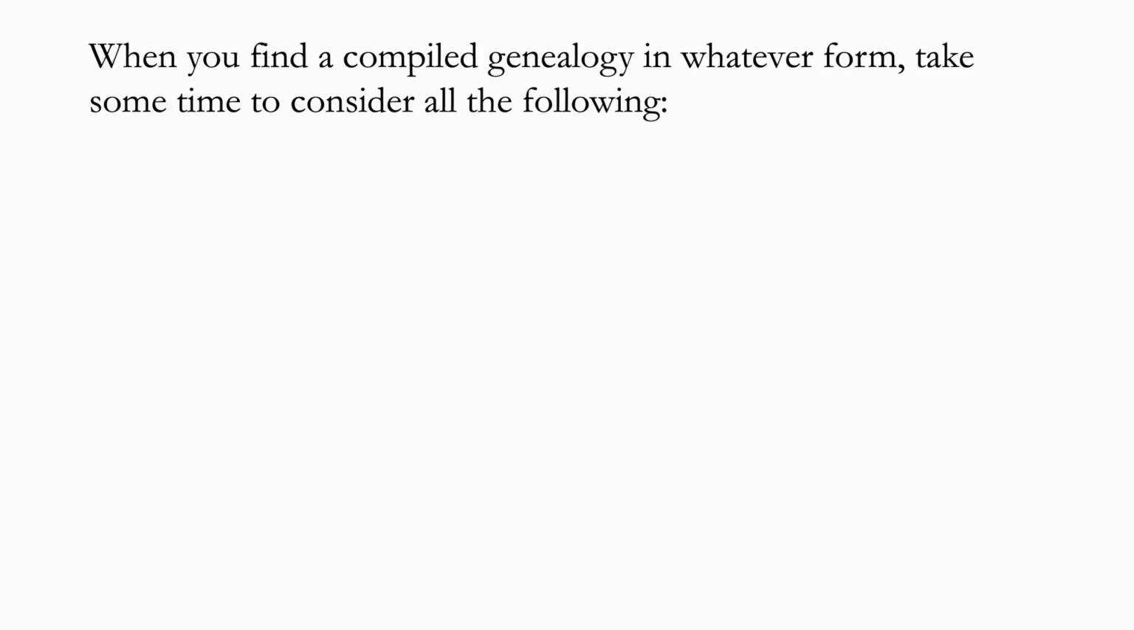So when you find a compiled genealogy, in whatever form, consider all of these things. First of all, the provenance. Provenance is: where did the book come from? In the case of the William Tanner book, we know about the Reverend George Tanner, and we can find his history, which is published right there in the book, as a matter of fact. That'll give us some idea about when and where this came out and what kind of research was possibly available to him at the time.